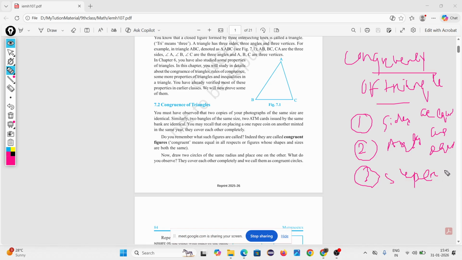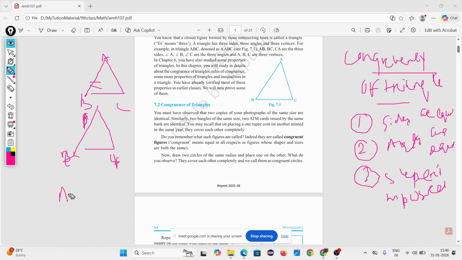Superimposed means, look, suppose it is a triangle. If their sides are equal, A, B, C, suppose sides are equal, sorry, it is DEF. AB equal to DE, AC equal to DF, and BC equal to EF. Then I can say these two triangles are congruent.